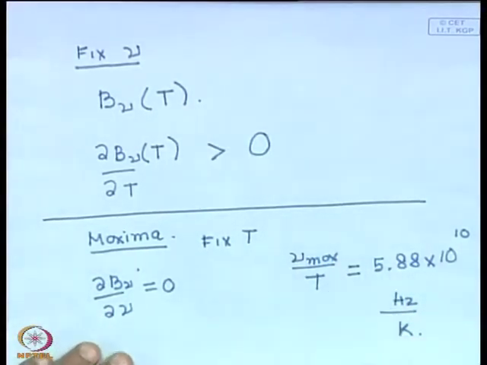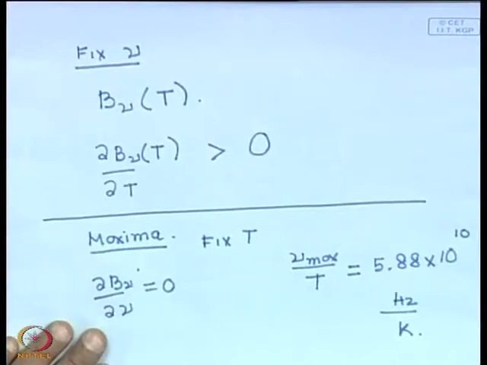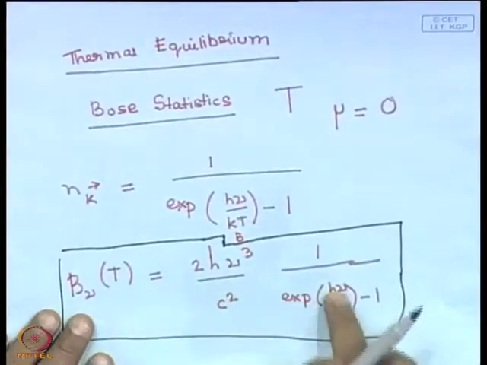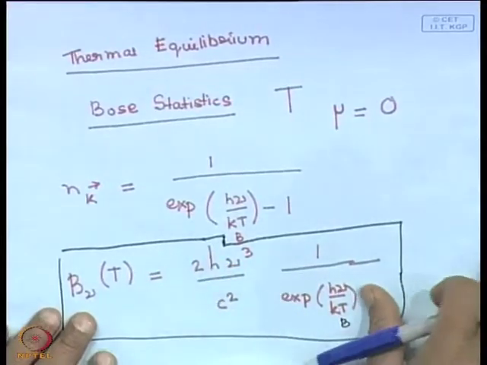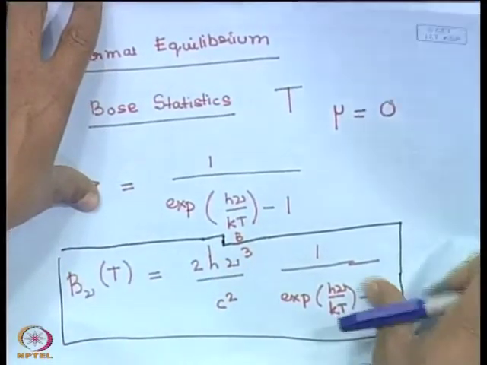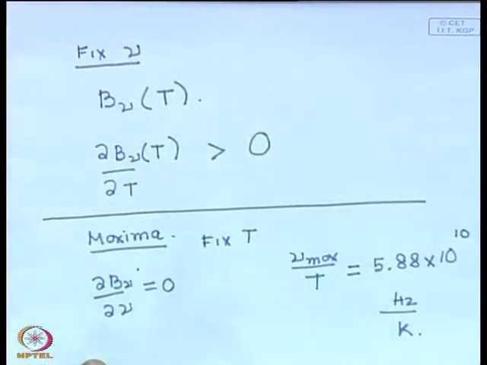I am not going through the algebra, but you can determine this, it is quite a straightforward exercise. You have to just differentiate the Planck spectrum with respect to frequency and then set it equal to 0. So, there is nu here and nu here, and then set it equal to 0. If you do this exercise, what you find is that the frequency where you have a maximum scales proportional to the temperature, and the constant is given over here. This is called the Wien displacement law.